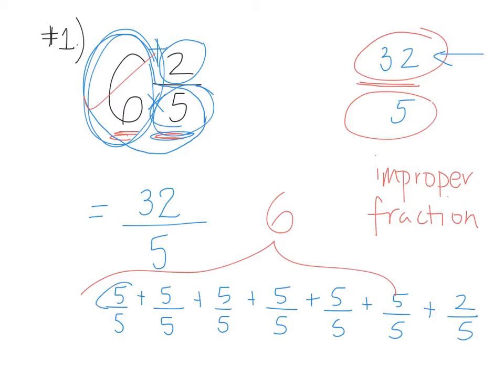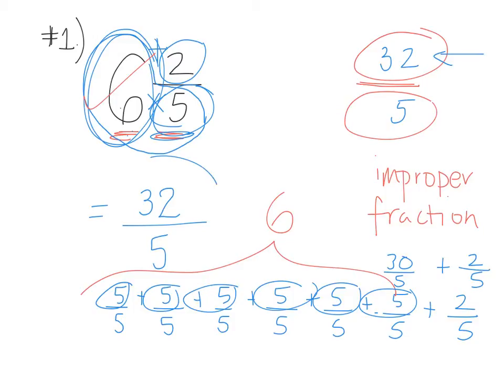So I have 5, 10, 15, 20, 25, 30. We're multiplying 6 times 5 because I have to repeat that 6 times. So I have 30/5 plus 2/5, which is 32/5. That's how you get the answer. I just want to show you the shortcut, but that's actually what you're doing: adding the 6 wholes, which means multiplying 6 by 5, and then adding the fraction part. So the answer should have been 32 over 5.